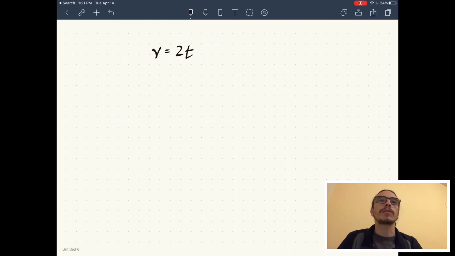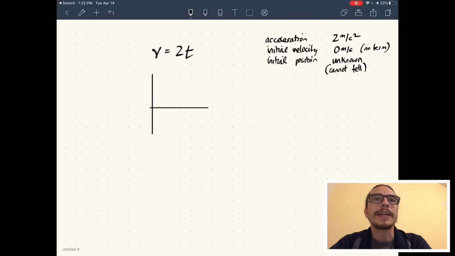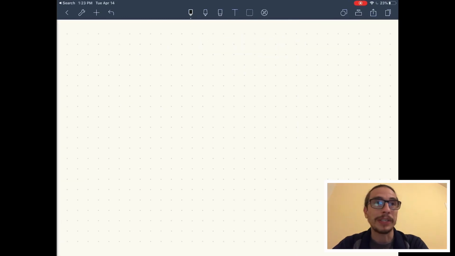What about this one? v equals 2t. What's the acceleration? What's the initial velocity? And initial position? 2 meters per second squared, 0 meters per second, so there's no term, but we still don't know a position. We can't do position. So if we were to graph that, it's going to be going from 0 upwards at an angle such that the slope is 2 meters per second squared.